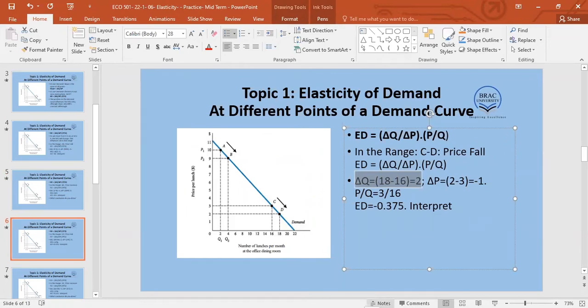Del Q কি 2 ইউনিট বাড়ে as we move from C to D? Yes, sir. আচ্ছা, del P কি -1, মানে is the change in price falling as we move from C to D, 3 to 2? Yes, sir. তাহলে আমাদের del Q by del P is negative. Del Q is positive, del P is negative. So উপরের প্লাস নিচে মাইনাস, ultimately the entire ratio will be minus. ঠিক আছে? Okay, lovely.